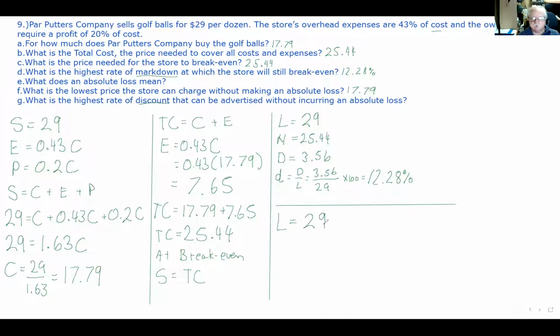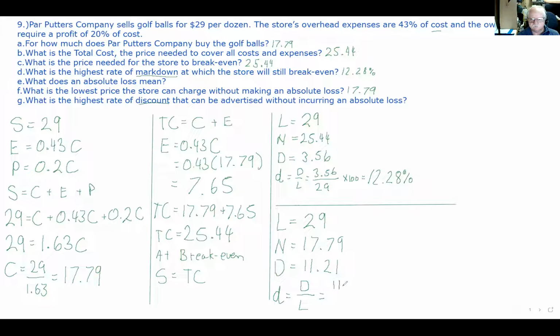The list price is the 29. The net price is the lower price. Now it's 17.79. The difference between the two of them is 29 minus 17.79. So now I've got 11.21, and the rate of discount or the rate of markdown is the difference divided by the higher price.